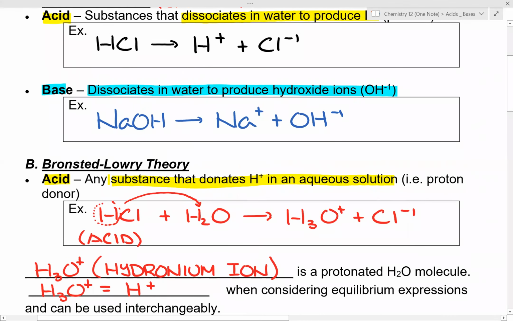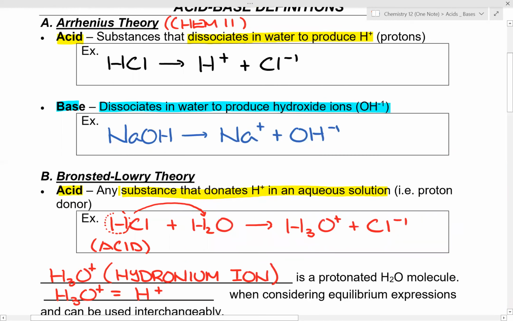So when you take a look at HCl using the Arrhenius theory and HCl using the Bronsted-Lowry theory, they both produce a proton. The Arrhenius theory is just H plus. In the Bronsted-Lowry theory, we are acknowledging that the proton is donated to water and joins with water. But the characteristics of H plus and H3O plus are the same. One is just representing the Arrhenius theory, and the other is representing the Bronsted-Lowry theory. Okay.